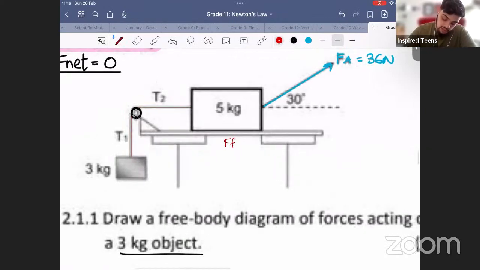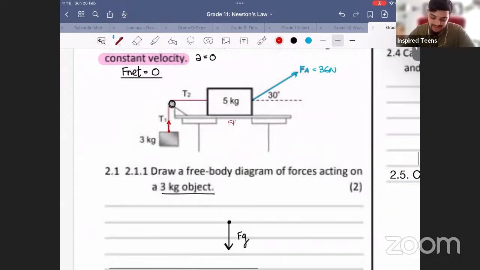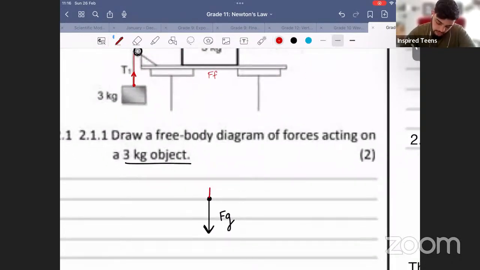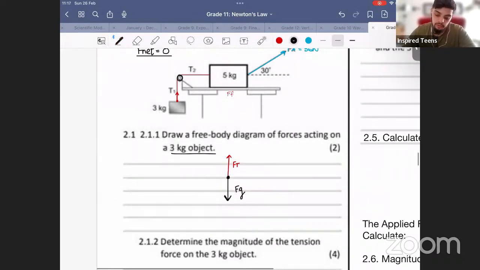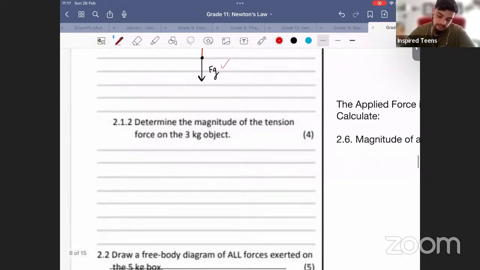Which direction is tension? Remember, when it comes to tension, it's always on the object, at the point where the rope touches the object, and you go away from the object. So it's up. In that case, I have my tension in the upward direction. I call that Ft. Okay, 2 marks for 2 forces. Let's move on to the next.